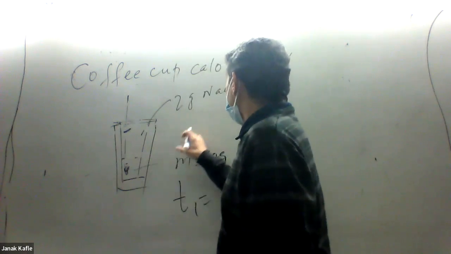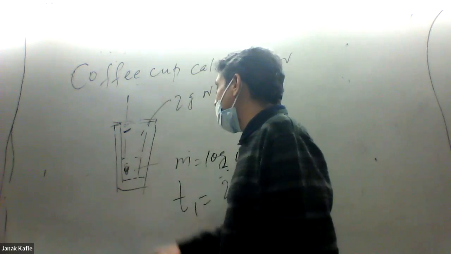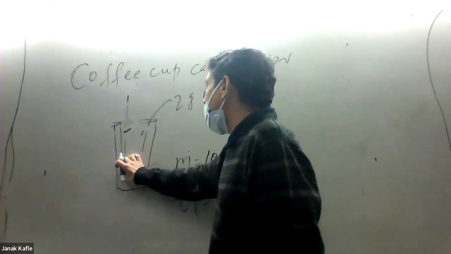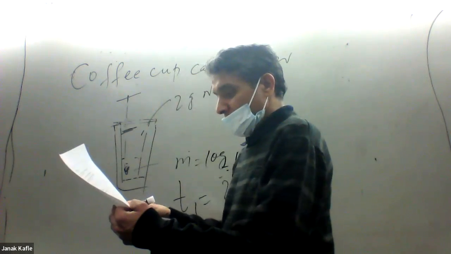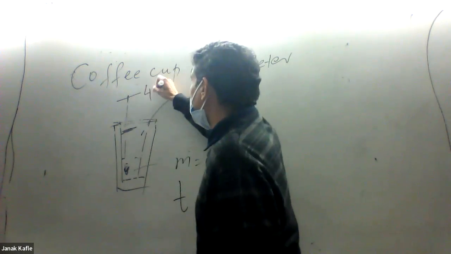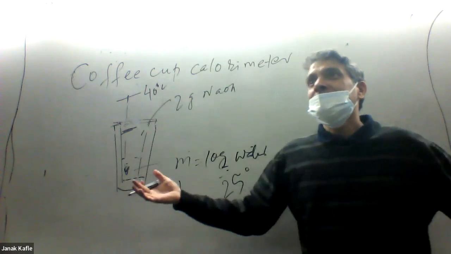So immediately I close this one and shake it a little bit. When shaken, all the sodium hydroxide reacts with the water, and this becomes very hot. The temperature shoots up from 25 degrees centigrade to 40 degrees centigrade. Everybody got that? That's it.